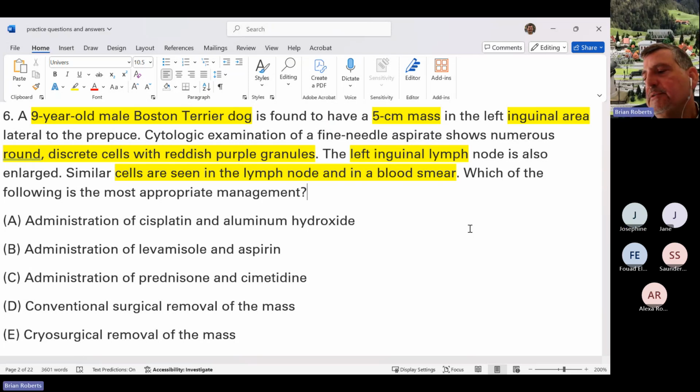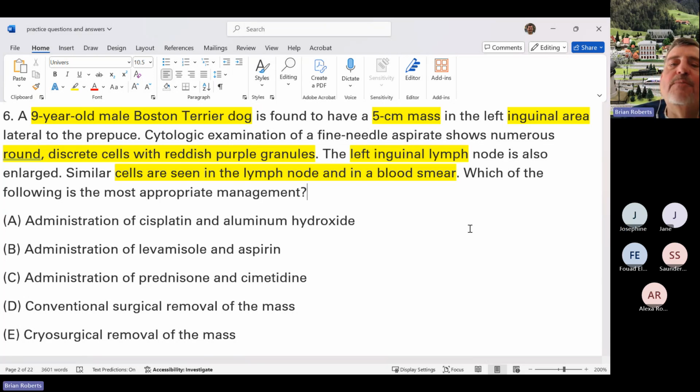Number 4. And number 5, again, it's almost like a subset of lymphoma. It's malignant myeloma, which is basically a B cell type of cancer. So those are the 5 round cell tumors. Which one has reddish purple granules? Mast cells. Mast cell. Okay.